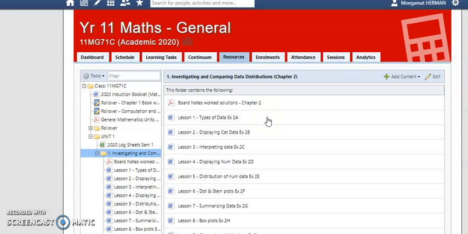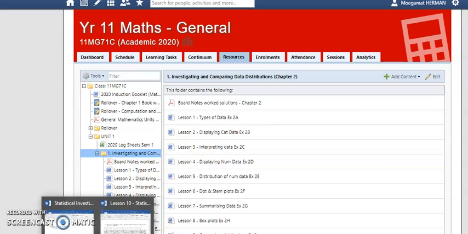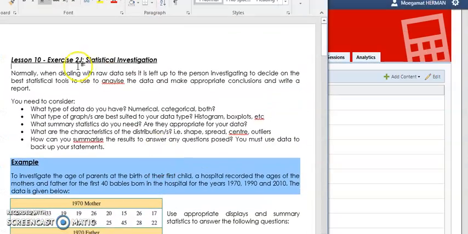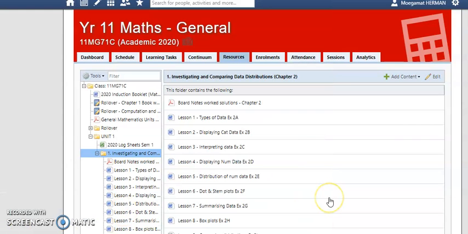This is part 2 of lesson 10. This is a continuation of the previous video, which came from the stat investigation for exercise 2J. What I wanted to show you guys is where I'll be providing the information.